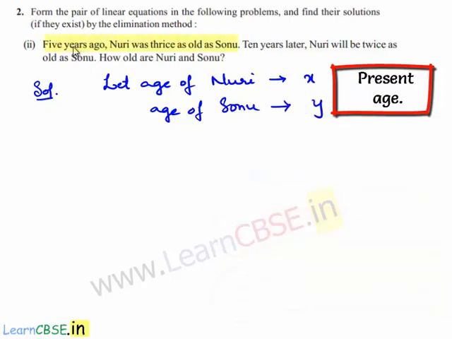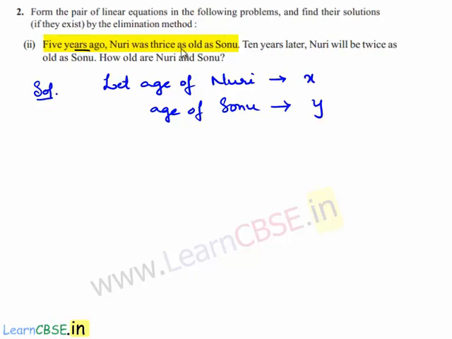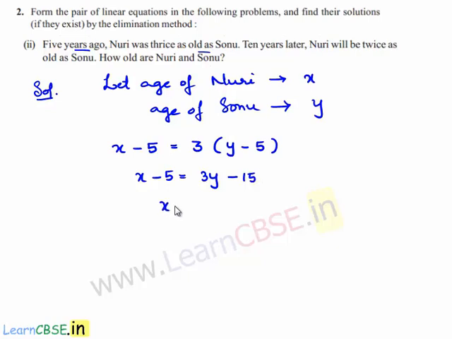According to the given problem, 5 years ago, Nuri was thrice as old as Sonu. That is, X minus 5 is equal to thrice as old as Sonu. This gives 3 times of the age of Sonu, which is Y minus 5. This equation can be written as X minus 5 is equal to 3Y minus 15. X minus 3Y is equal to minus 15 plus 5, which gives X minus 3Y is equal to minus 10. Name this as equation number 1.